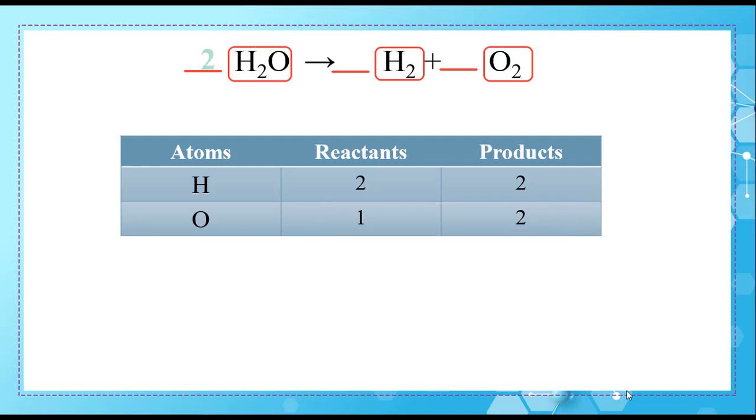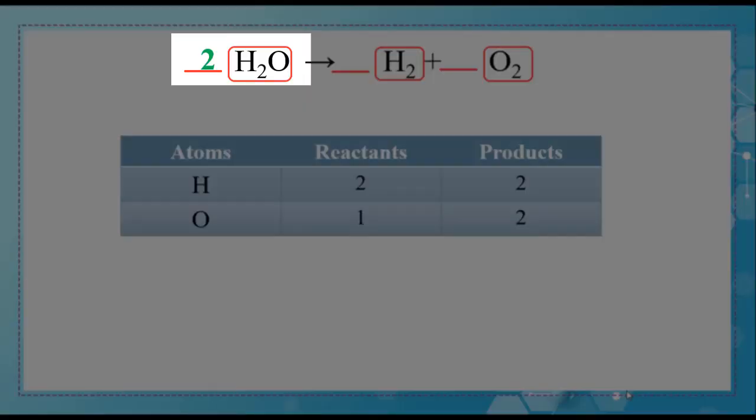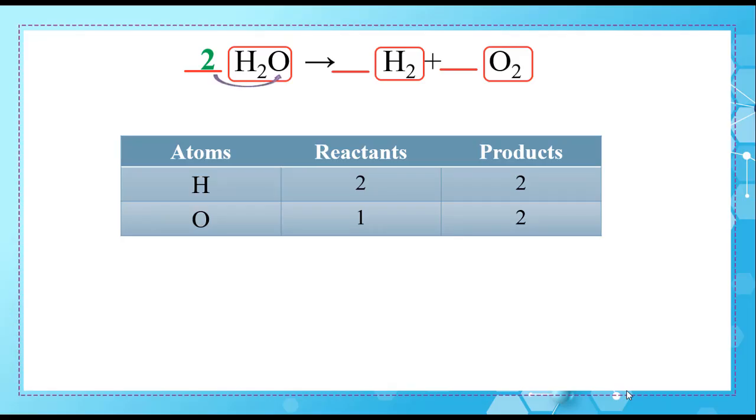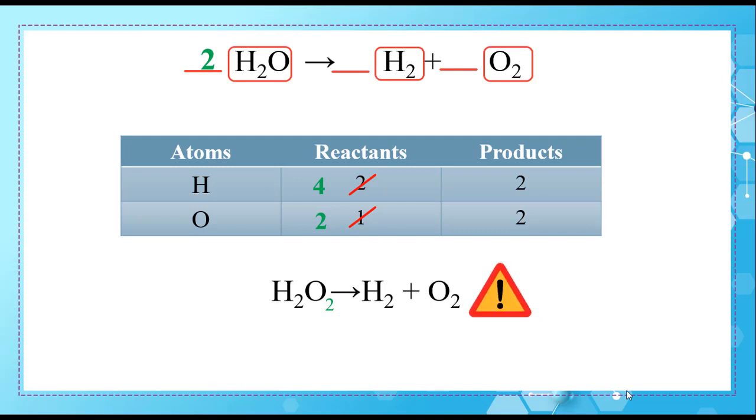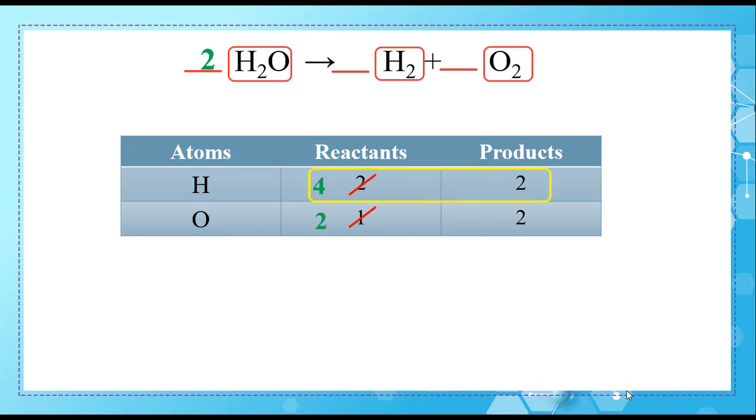So, by adding coefficient 2 in front of H2O, the number of oxygen atoms in the reactant will change to become 2. Also, the number of hydrogen atoms in the reactant will change to become 4. To balance the number of oxygen atoms in this equation, you cannot change H2O into H2O2, since the subscript cannot ever be changed. Now let's move to balance the number of hydrogen atoms in this equation.